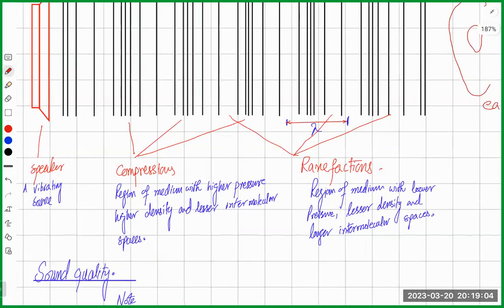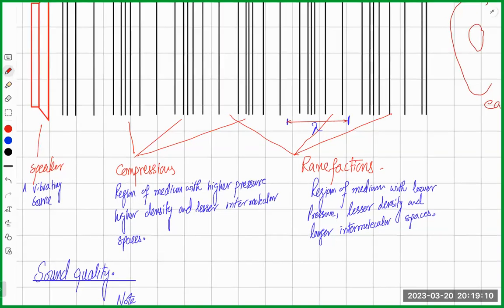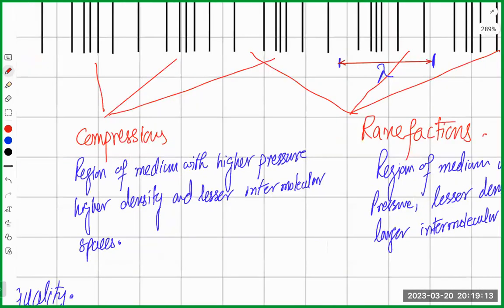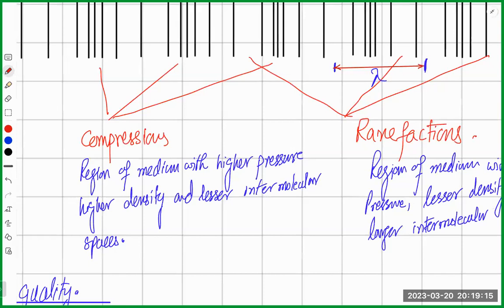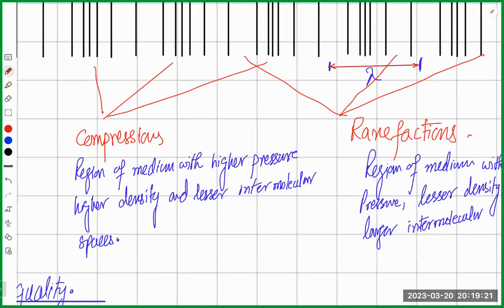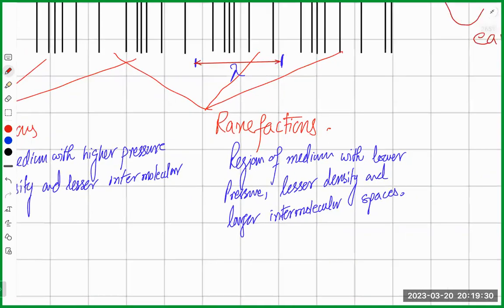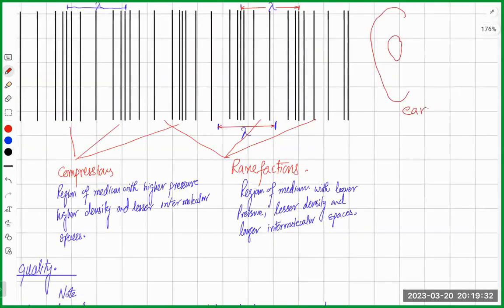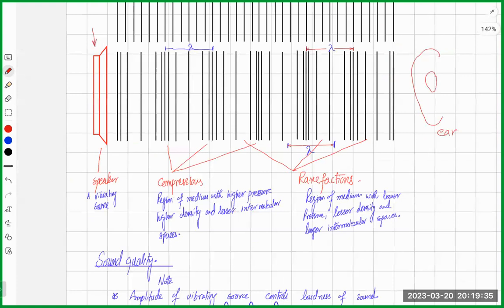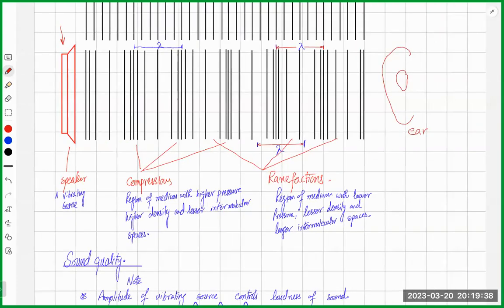Speaker is a vibrating source. There are several compressions and rarefactions produced. What is the specialty of compression? Compression is a region of high pressure, high density part of the fluid. Rarefaction is a region of low pressure, low density and larger intermolecular spaces part of the fluid. So this kind of disturbance is produced in the air, so the sound can travel from the speaker to the ear.